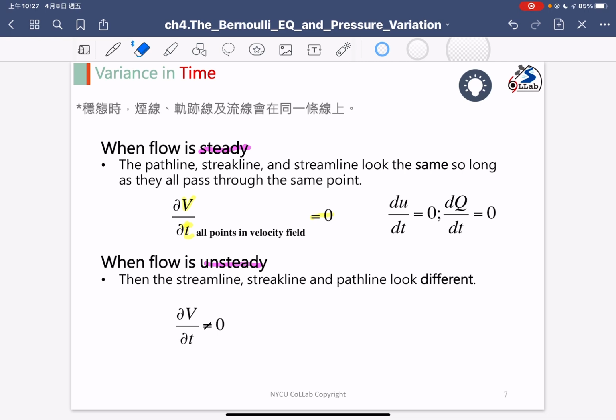Okay, so sometimes you see steady and unsteady, which indicate whether the physical properties change with time or not. If the physical properties don't change with time, we call that steady.